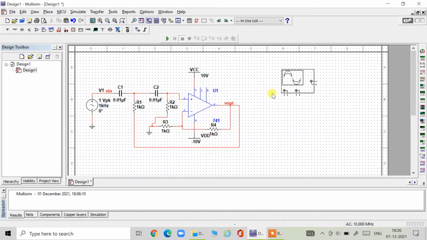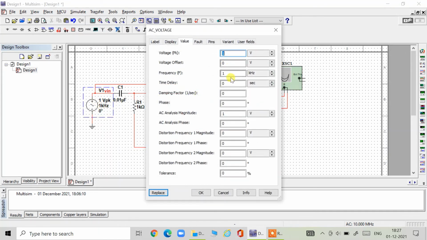Now I want to take an oscilloscope. So this is the oscilloscope. I am connecting positive here. I am taking one ground here to connect it. So on channel A we are taking the output, in channel B we are taking the input. Now I am going to reduce the frequency. Suppose I take 100 hertz. This is the 100 hertz.